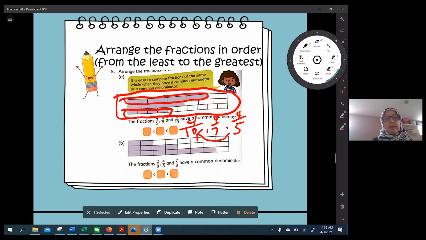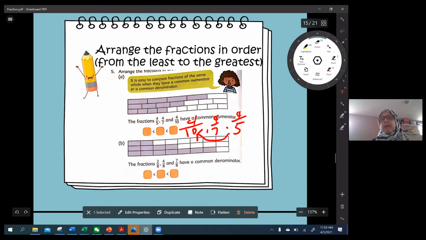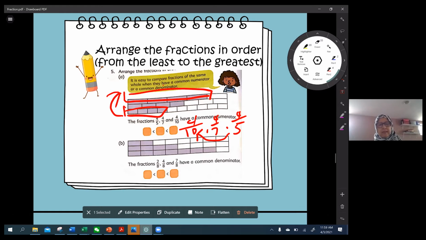Compared to this, see here, right? From the first, I'm going to erase this so you can see better. If you're comparing this and this, this is only half of this. Can you see that? Yes. 10 divided by 2 is 5, right? Yes. Okay, all righty.